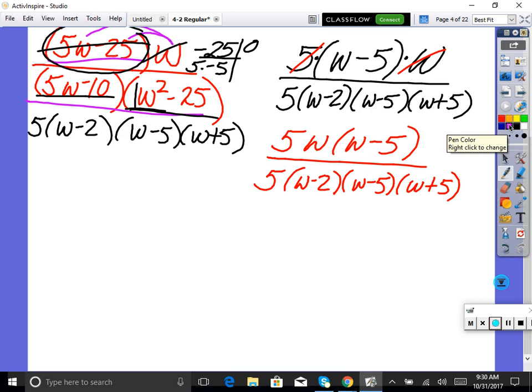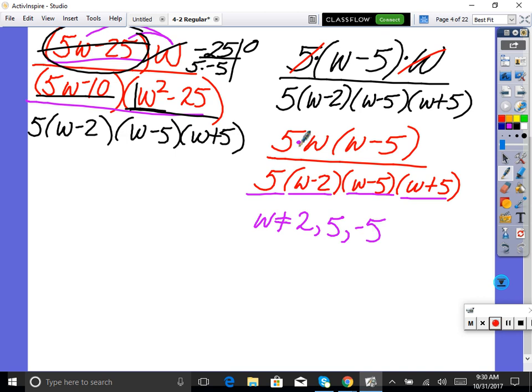Okay, let's restrict and then divide out exact factors. 5 will never be 0. W cannot equal what for here? 2 for here, 5, and for here? Negative 5. Please, if you really don't understand that, say, wait, can you explain that? And raise your hand. Okay, do you need me to explain it? Okay, sweet. So now, we can divide out top and bottoms, correct? As long as it's an exact factor.